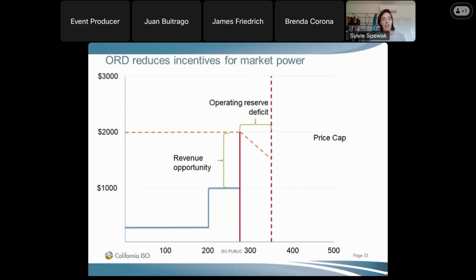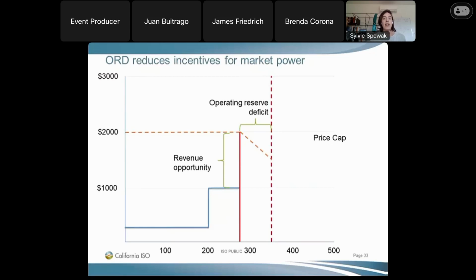So anytime you have an administratively increased price or an increased revenue opportunity, there's an opportunity for market power. And we do have market mechanisms to prevent market power. Market power mitigation is an obvious one, but there's also a lot of contracts for resource adequacy that have must-offer obligations, and our capacity market also includes obligations like that. Still, when you increase prices, there is that potential.